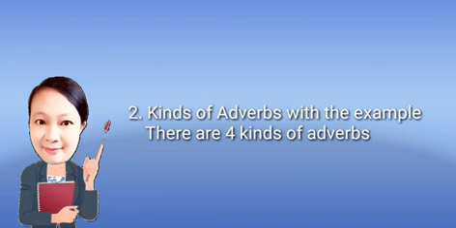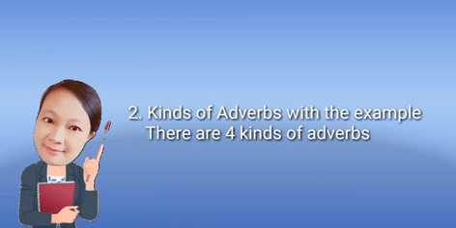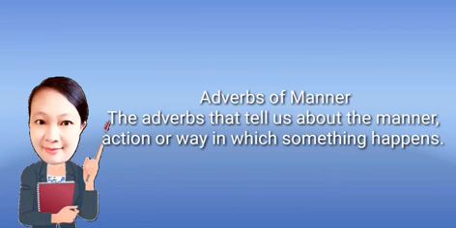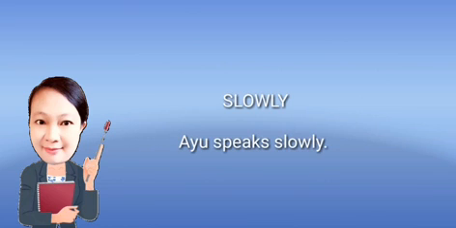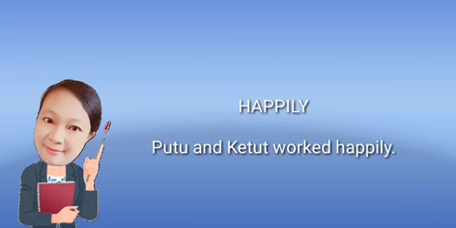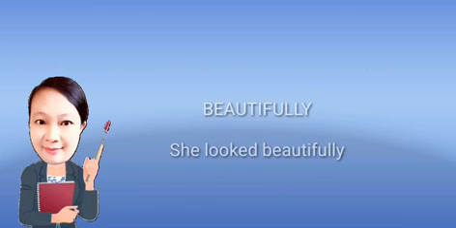Second, kinds of adverbs with examples. There are 4 kinds of adverbs. Adverbs of manner: the adverbs that tell us about the manner, action, or way in which something happens. For examples, slowly. Ayu speaks slowly. Happily. Putu and Ketut work happily. Beautifully. She looked beautifully.